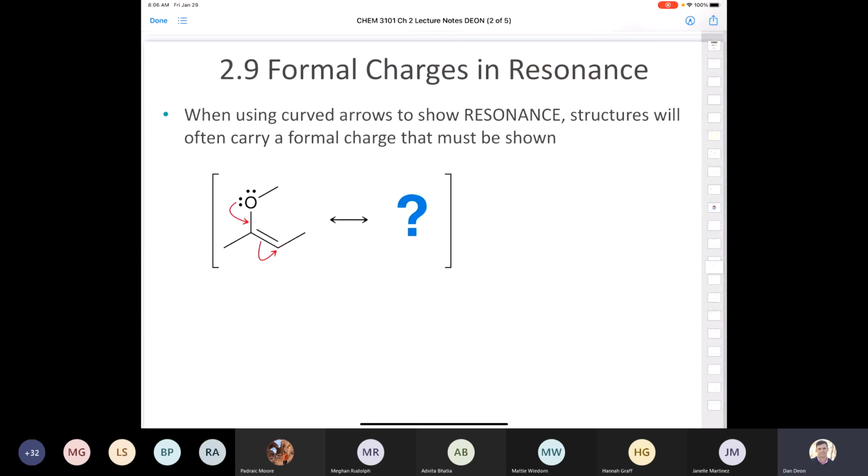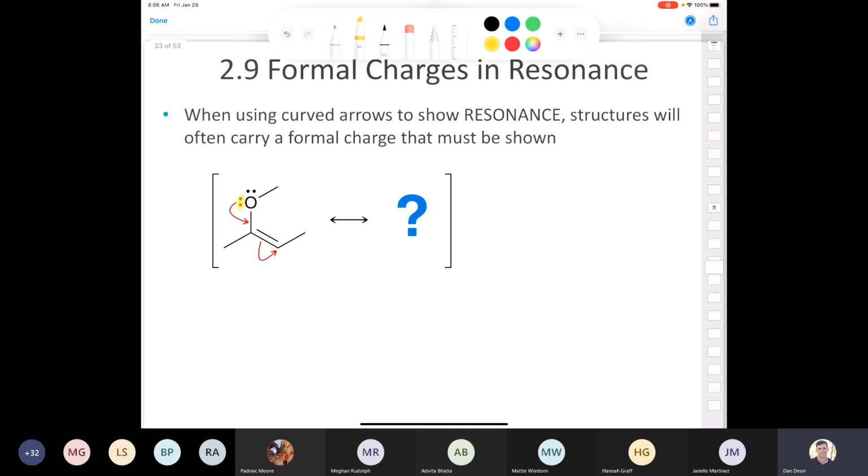Formal charges in resonance. Last class, we spent quite a bit of time talking about resonance structures, and we looked at curved arrows, and we said that when you have a double-headed arrow like these ones that are shown in here, those arrows represent the flow of two electrons. And so when using curved arrows to show resonance, structures will often carry a formal charge that must be shown. You can see the two arrows.